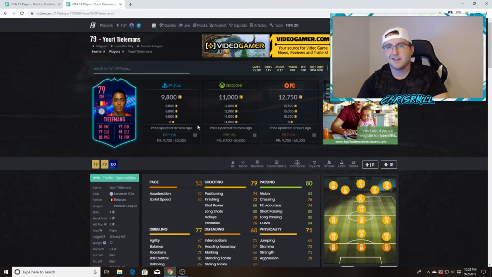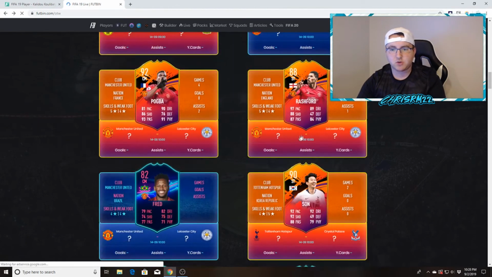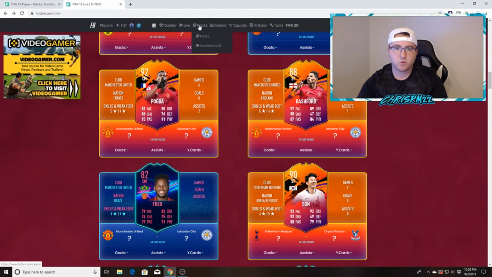Obviously, Tielemans isn't an amazing example because he's not a meta player. But for example, that card could generate some hype, and then you get in before everyone else. So it's very good to keep track in this page. Obviously, if you go into the live section right here, go to Ones to Watch. Very, very good to look at.